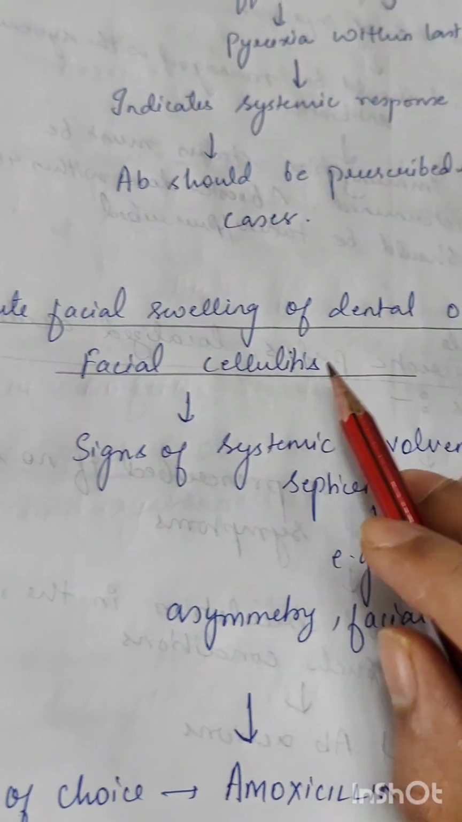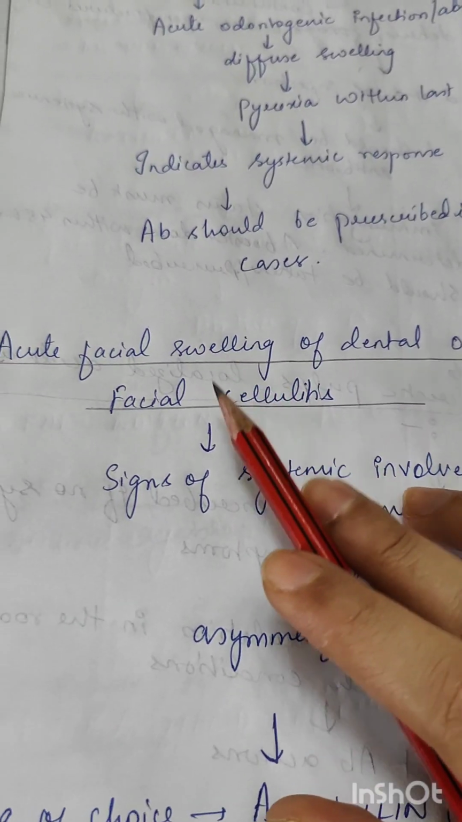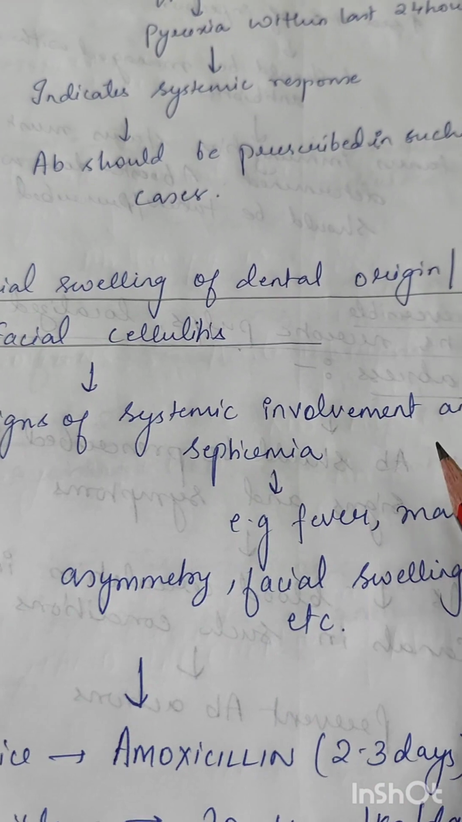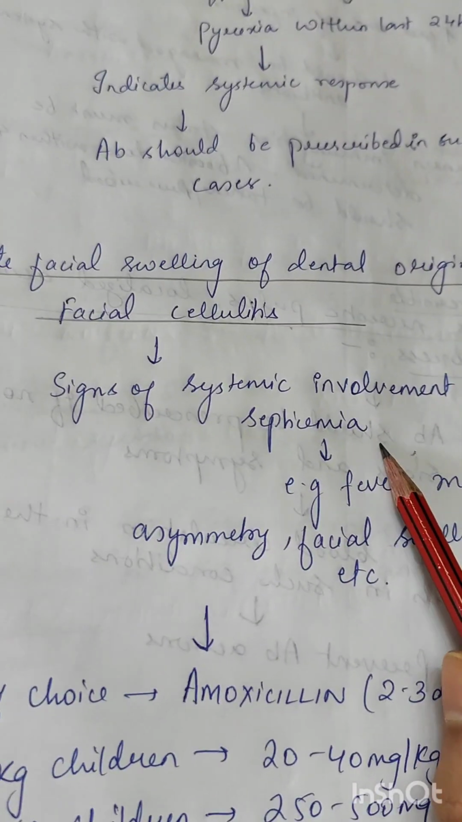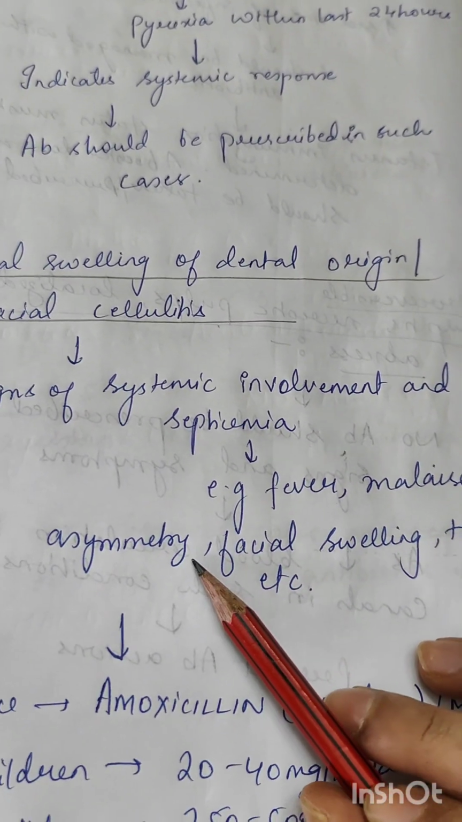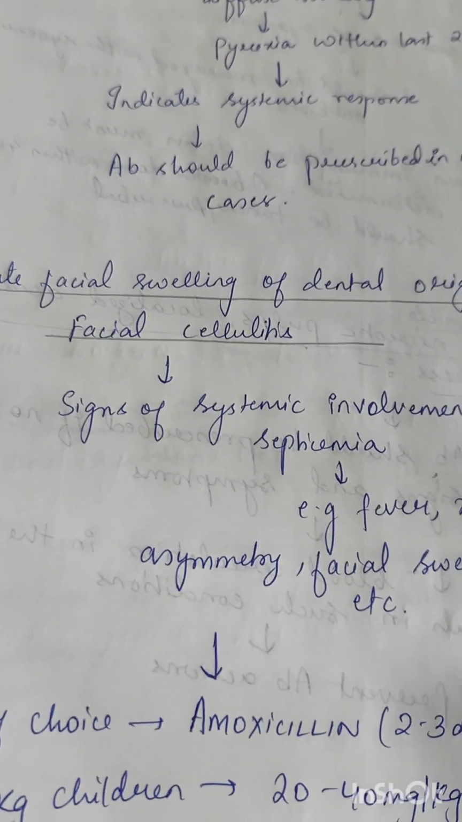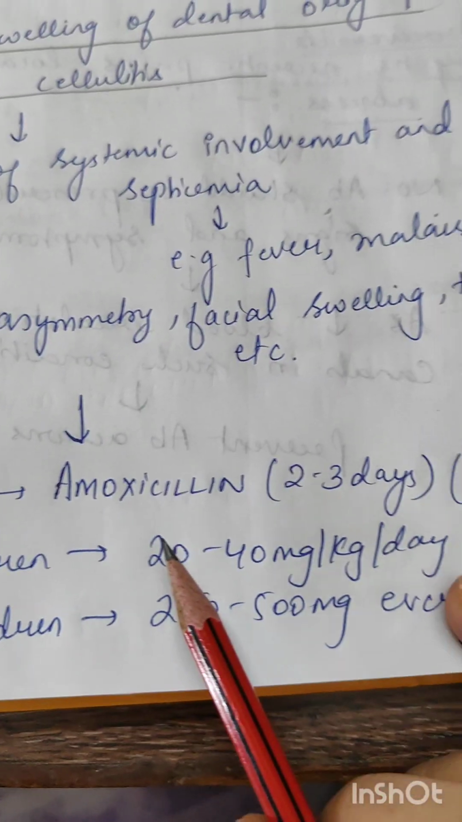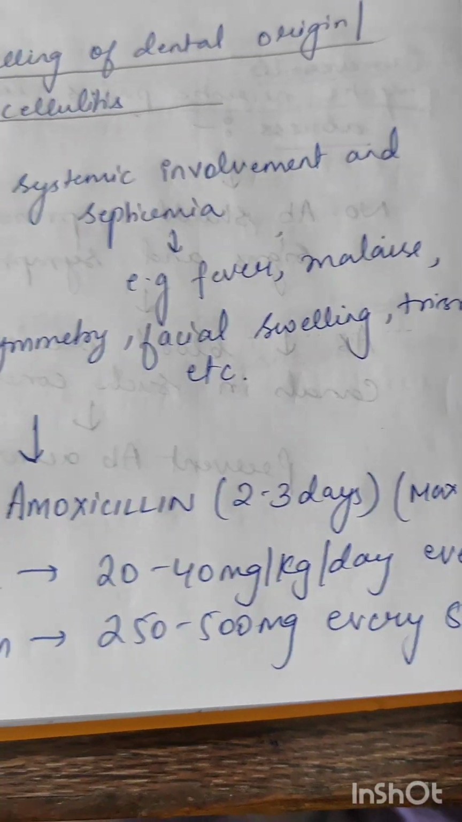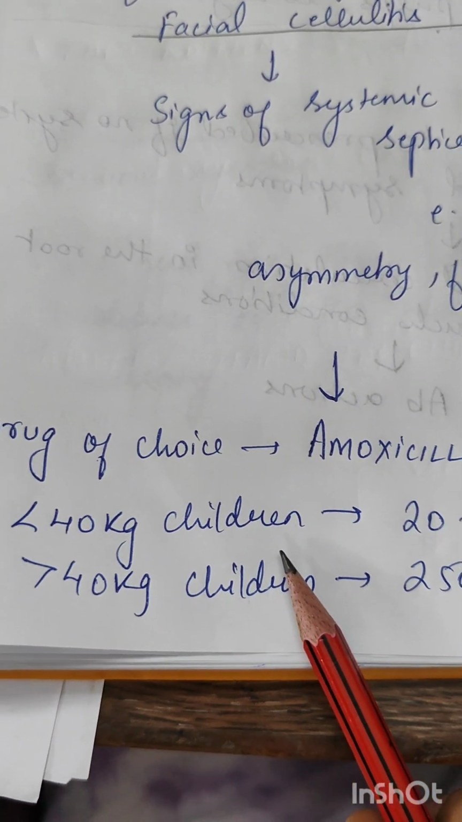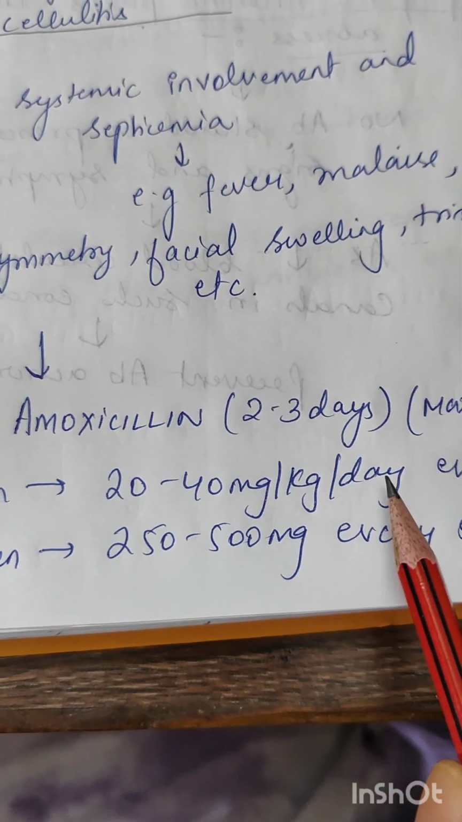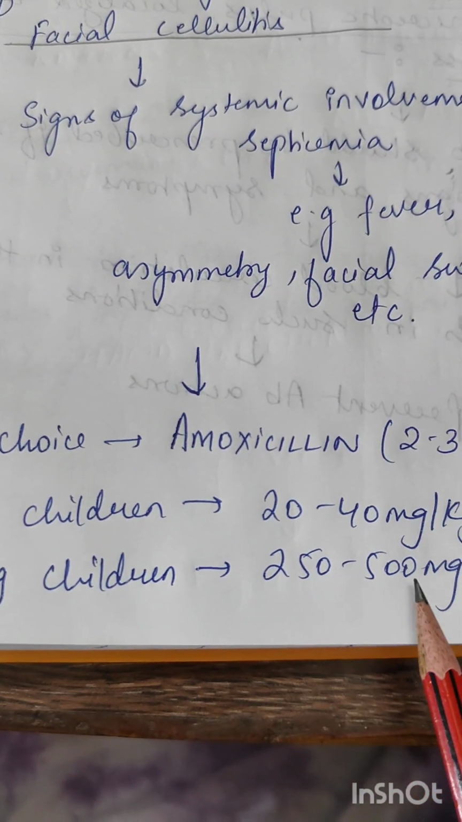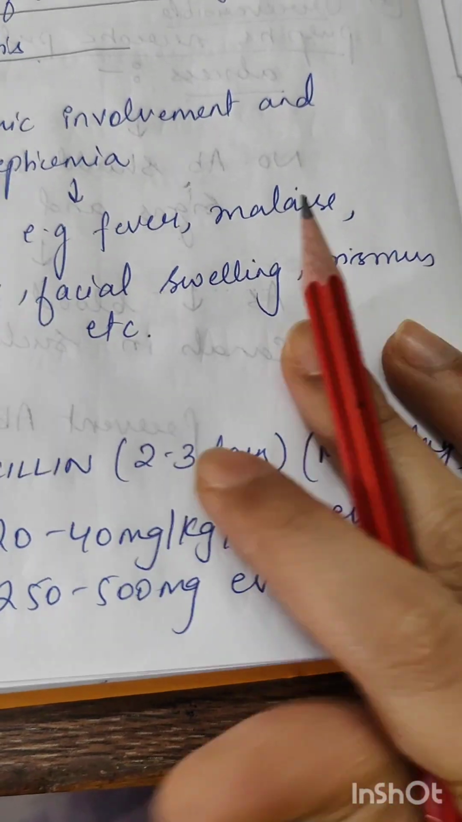Next is acute facial swelling of dental origin or facial cellulitis. In cases of facial cellulitis, signs and symptoms of systemic involvement are there. It can be septicemia, that is fever, malaise, asymmetry, facial swelling, trismus, etc. According to the guidelines, the drug of choice is amoxicillin, 2 to 3 days, maximum 5 days. For children less than 40 kgs, 20 to 40 mg per kg per day every 8 hours. For children more than 40 kgs, 250 to 500 milligrams every 8 hours.